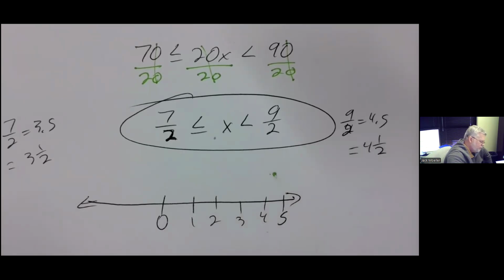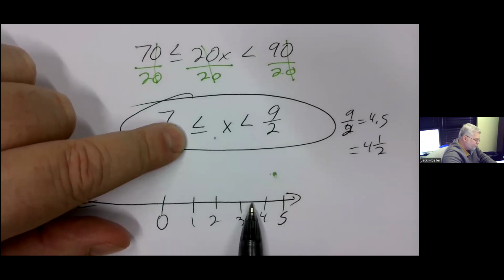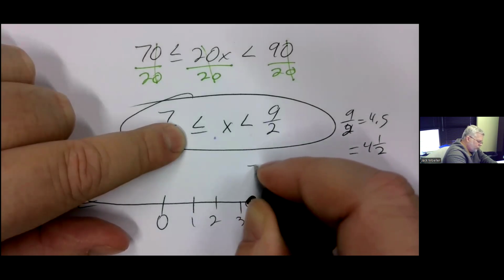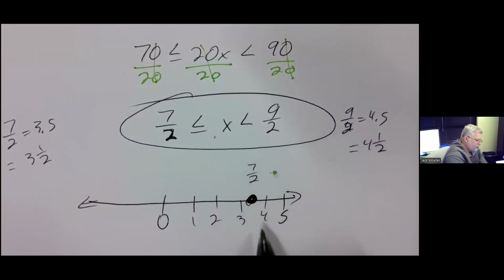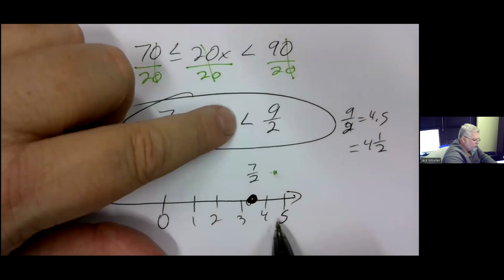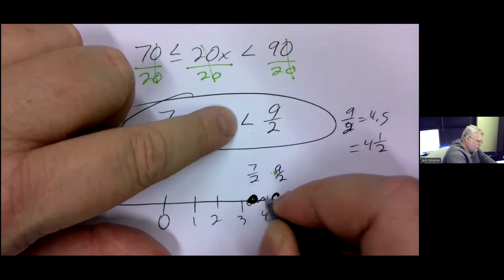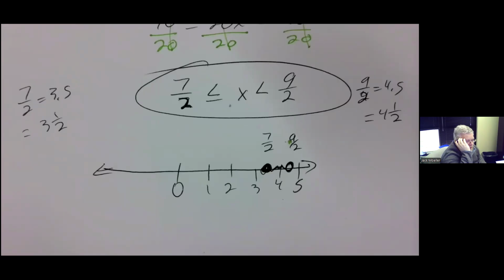Okay, so 3 1/2 is going to be halfway between 3 and 4. It is equal, so we're going to use a closed circle. There would be our 7/2. The 9/2, which is 4 1/2, is halfway between 4 and 5, has no equals, so it's an open circle. And then it's everything in between. So that's how you graph fractions on the number line: convert them to decimals or mixed numbers.